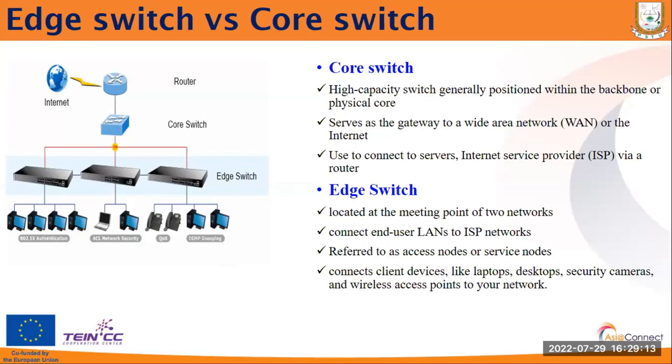Now we say what is core router and what is edge. What is core switch and edge switch? A core switch is a high capacity switch generally positioned within the backbone or physical core of a network, and a core switch is also regarded as a backbone device that is vital to the useful operation of the network. It serves as the gateway to a wide area network or to the internet so that you can use it to connect your server.